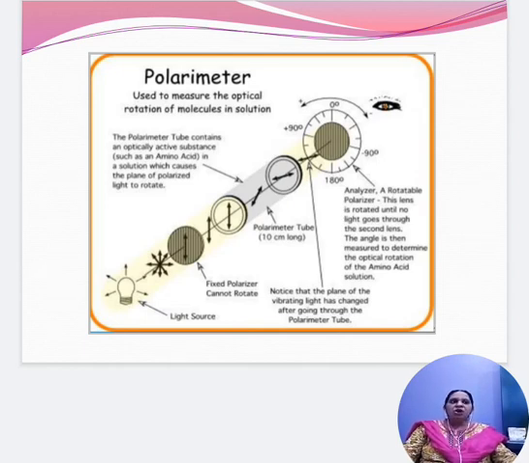If it is in the clockwise direction, that type of rotation is called dextrorotatory activity, and the other type is called levorotatory activity. If towards the left, it is anti-clockwise; towards the right, it is called clockwise direction. Depending upon the direction, you can identify the sample.